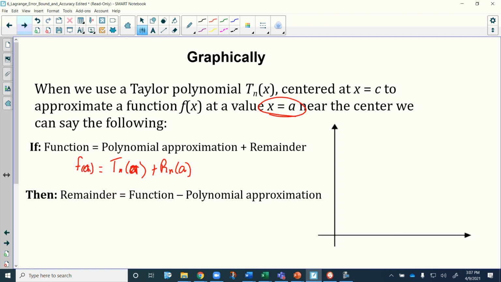If the function is going to be whatever the polynomial approximation plus the remainder, then the remainder is going to be found by taking the function minus the polynomial approximation, which is essentially what we were just seeing on the previous screen there, R of a is equal to f of a minus T of a. And we can also look at this as maybe being, the error is equal to the actual minus the approximate.